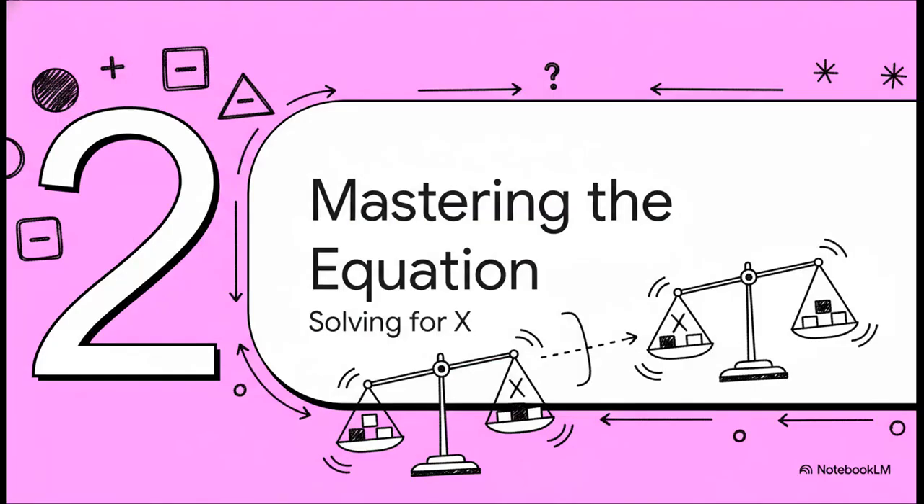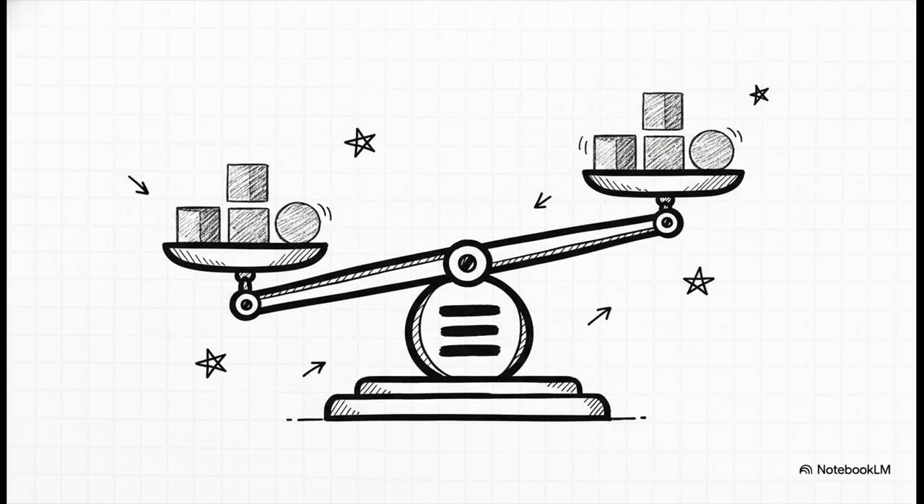Okay, so we've got the language down. Now it's time to actually use it. Let's talk about the mechanics of solving for x. I want you to picture a perfectly balanced scale. The equal sign is the pivot point right in the middle. If you add a 5-pound weight to one side, what happens? It tips, right? To keep it balanced, you have to add the exact same weight to the other side. That right there, that is the single most important idea in all of algebra.